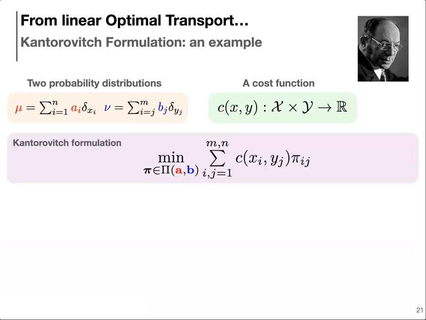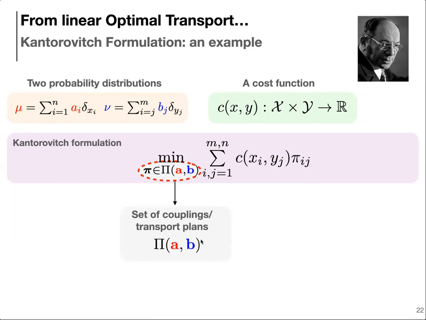And how can we cast this problem? This is the work of Leonid Kantorovich in the middle of the 20th century, and he got the Nobel Prize for this. We can cast this problem in this way. We are looking for an optimal coupling P, which minimizes the total cost of displacement. Let me give you some intuitions about this equation.